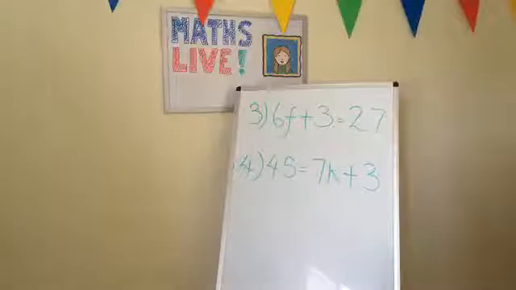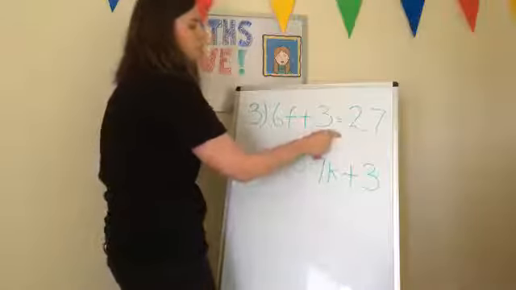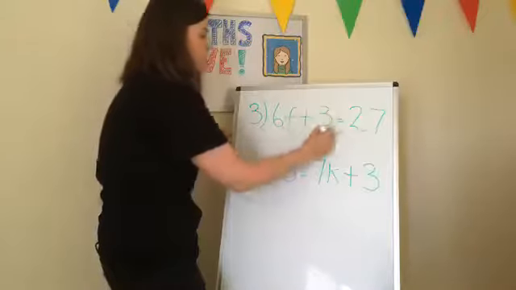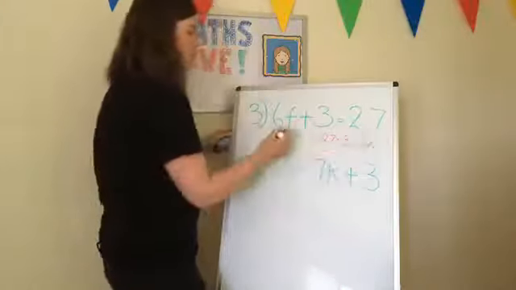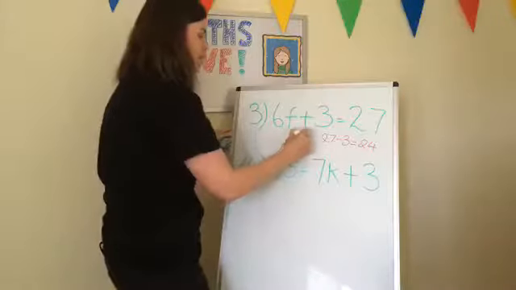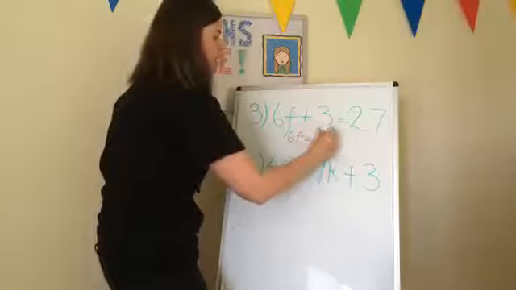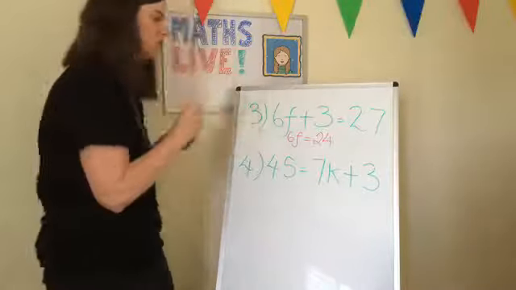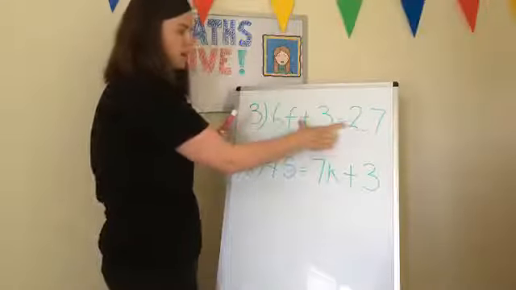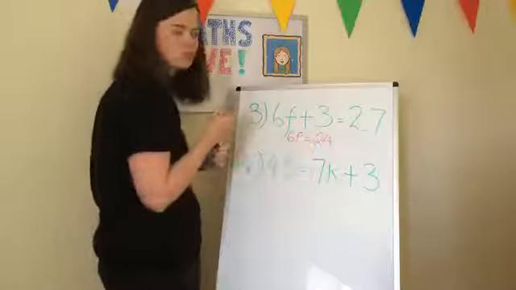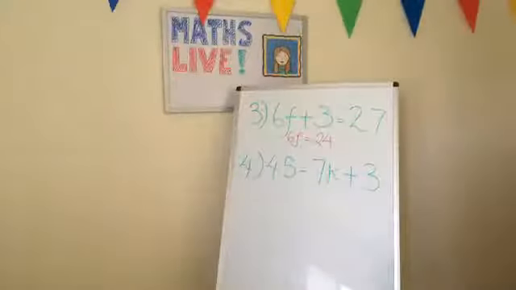Just going to point out with this one, I've seen a few people doing the inverse, and you're taking away the 3, so you think, right, 27, take away 3 is 24, but that means that 6F is 24. Don't forget the last bit. F can't be 24 on its own because it's 6F is 24, so think about what you need to do next. Let's have a look. I know it's a bit tricky, this one.